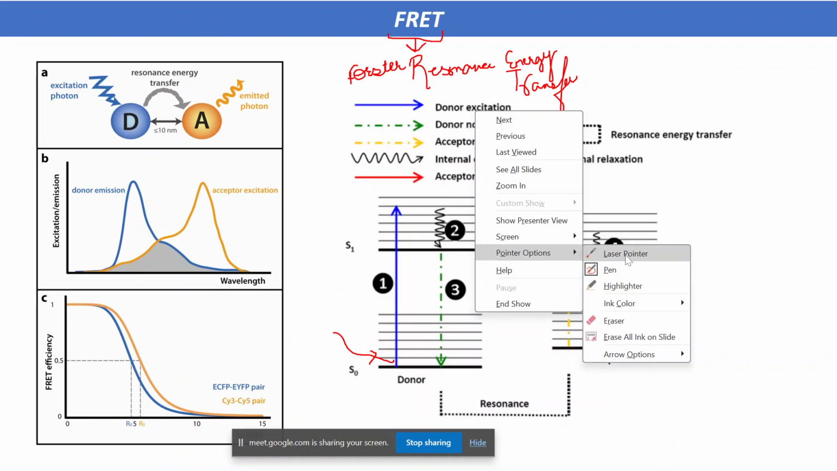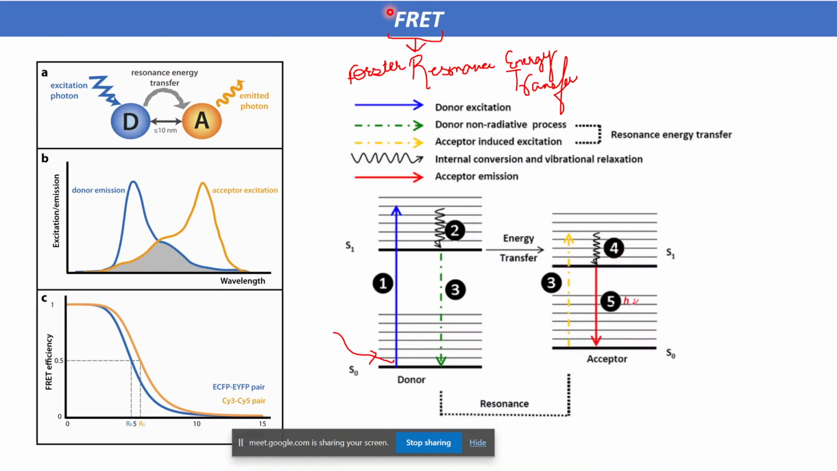There are various prerequisites that must be met so that we can achieve FRET. The first condition is that the emission of the donor should overlap with the acceptor's excitation. The second condition is that the orientation of the dipoles should be optimum for efficient FRET to occur. Also, the distance between the donor and acceptor should be less than 10 nanometers. So these are the conditions for Förster resonance energy transfer. Basically, it is a long-range dipole-dipole interaction.